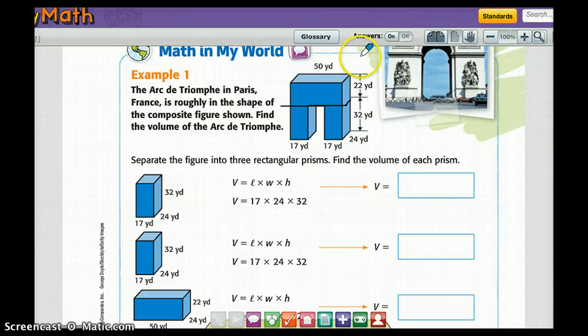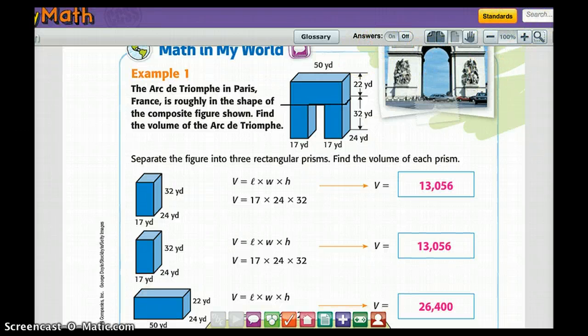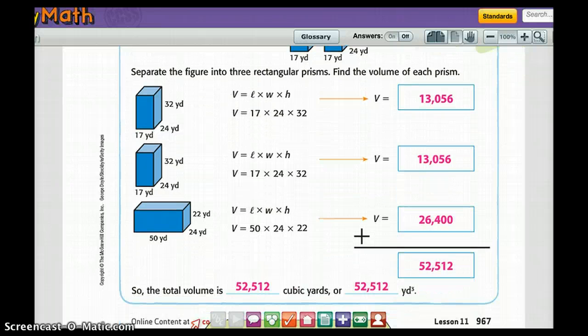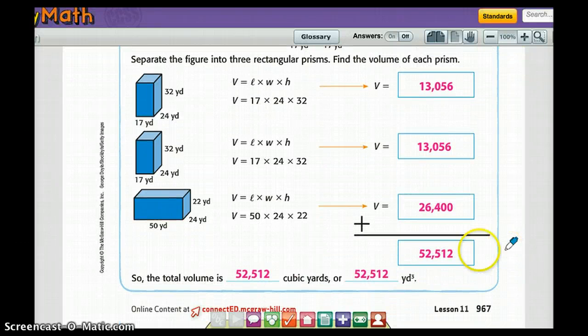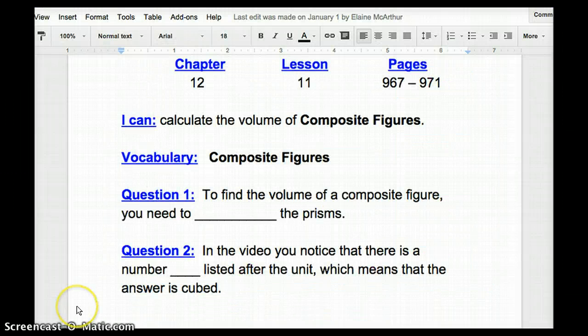So then when we calculate those, we get the volume for each of these, and then we just have to add them up. So we add them all up and we get 52,512 yards cubed. Remember this 3 up here means we're taking yards 3 times, to the 3rd power, because we multiplied volume, we multiplied length times width times height. We multiplied 3 things, so yards cubed. All right, look back at these 2 questions and answer them in the form, please.